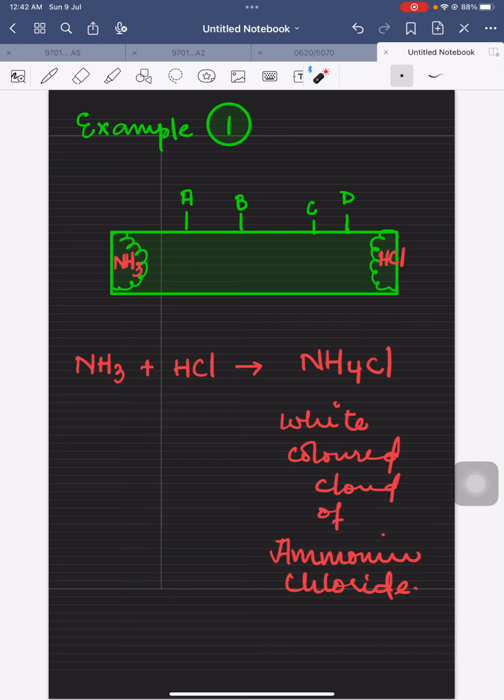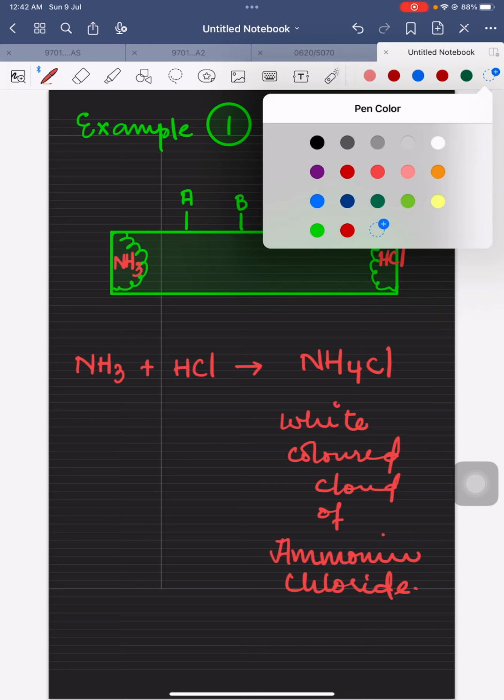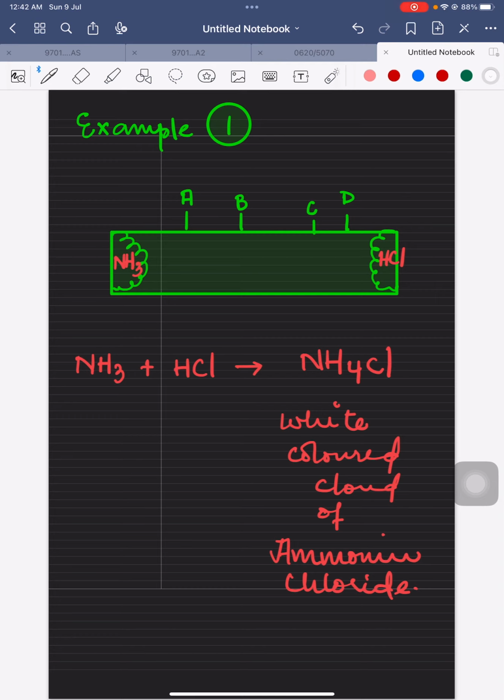Now the point is, at which point, A or B or C or D, will this white cloud be seen? I am telling you very clearly, this white cloud can be seen at point C. Okay, how can the white cloud be seen at point C? Let's elaborate the point.